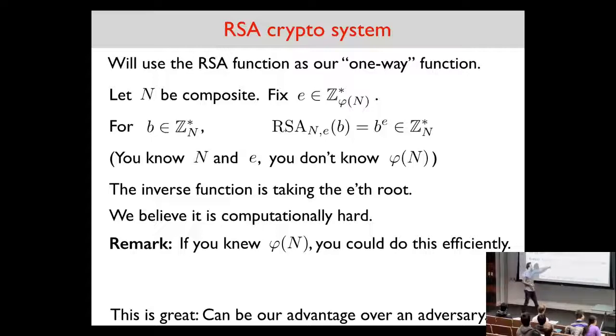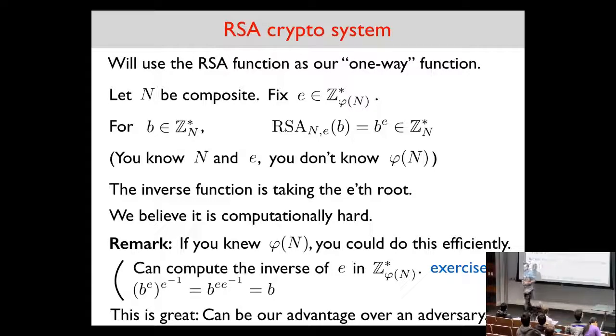Now, how do you, from phi of n, actually invert this? It's not hard. You have some fixed exponent e in Z phi of n star. If you know phi of n, you can compute the inverse of e in this universe. This is, let's say, a homework exercise. But once you have the inverse, then it's easy.